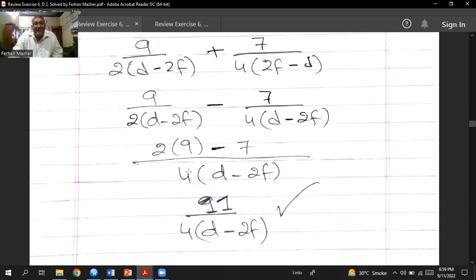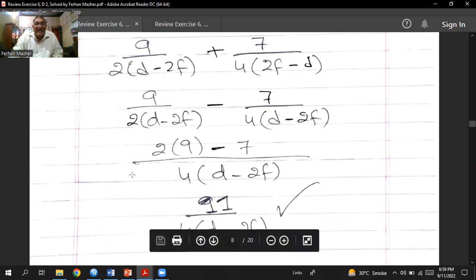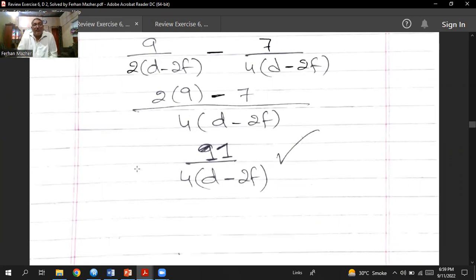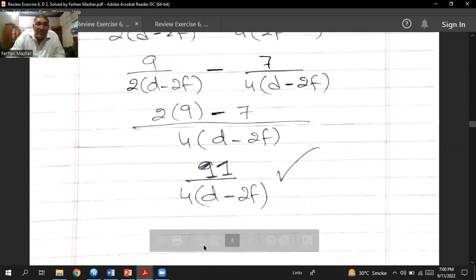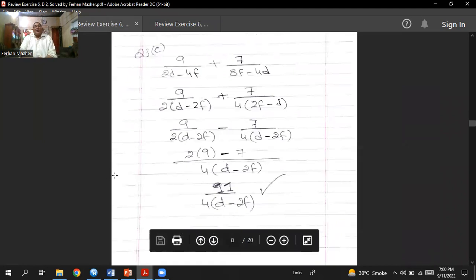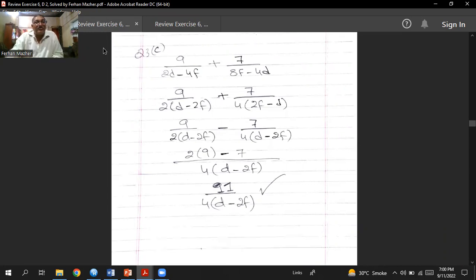So now they are the same. I will take the LCM. The LCM will be 4 bracket d minus 2f. When I divide this LCM with this denominator, I'm left with the 2. That 2 will multiply with the 9. And when I divide this LCM with this denominator, I'm only left with the 1. That 1 will multiply with the 7. So you are left with 18 minus 7 divided by 4 bracket d minus 2f bracket close. So you are left with 11 divided by 4 bracket d minus 2f. So this is how you will do this question. So let me reduce the size so you can see. You can see the whole question number 3, C part, is showing up on your screen. You can pause the video and you can take your time with this question.